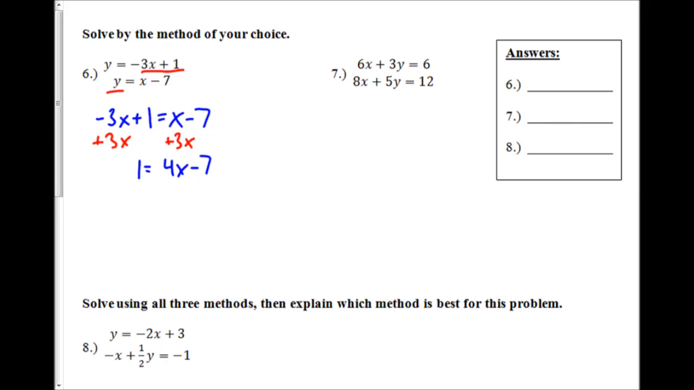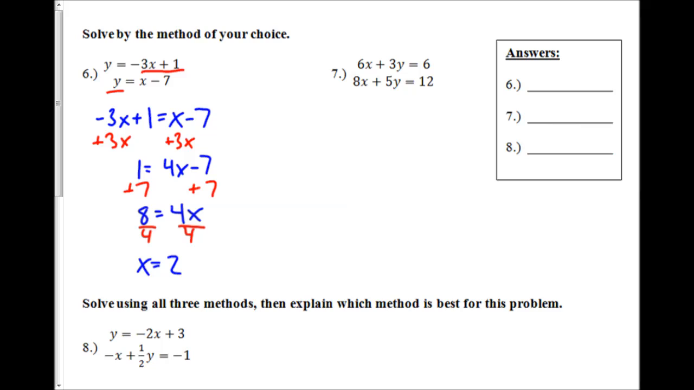And now from here, it's easy to decide what to do. I've got to add the 7 to each side. I know I wrote an 8 like a crazy person, but I'm not crazy. There's the 8 I was thinking of. And now I divide each side by the 4. So I find out that x equals 2.